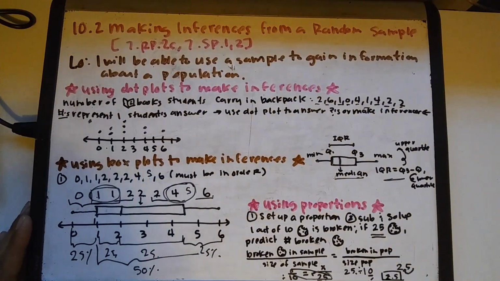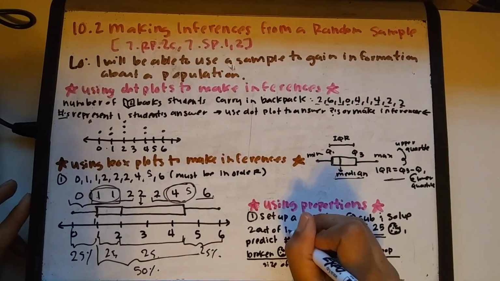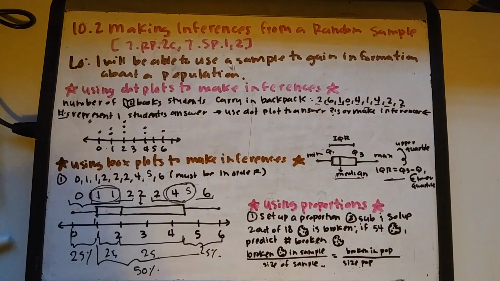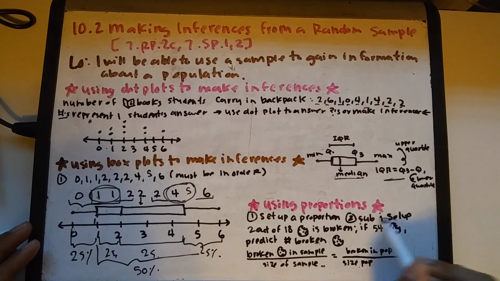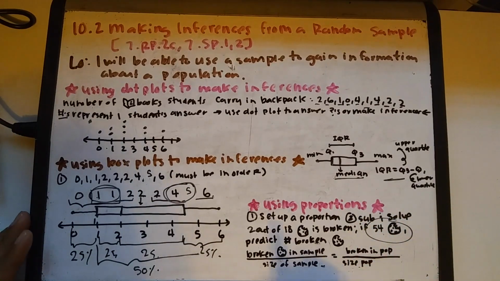Okay, let me give you one to do for this one. Okay, so tell me how many broken cookies can we expect from a population of 54 if, using the sample, we got 2 out of 18 cookies broken.